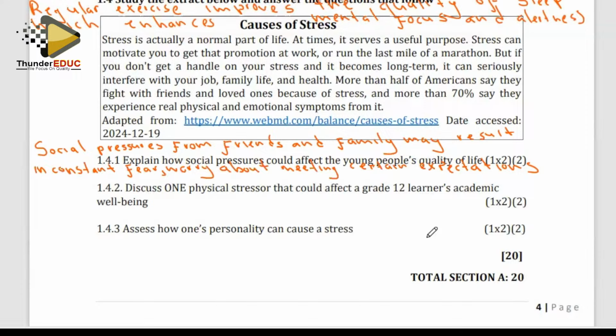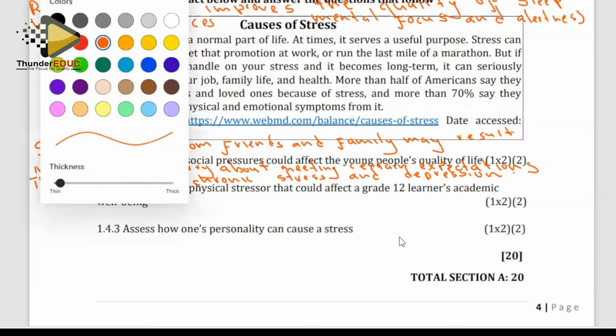For example, the family or friends might require you to perform exceptionally well in your matric exams, which might result in constant fear or constant worry. As a result, young people end up experiencing chronic stress, which eventually leads to depression. So that is how the quality of life is affected there.